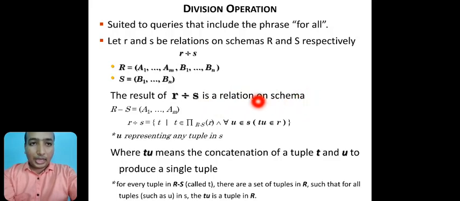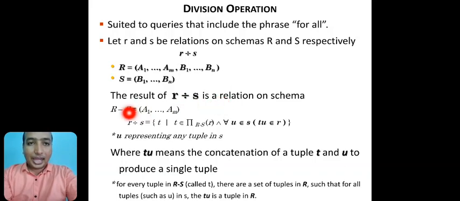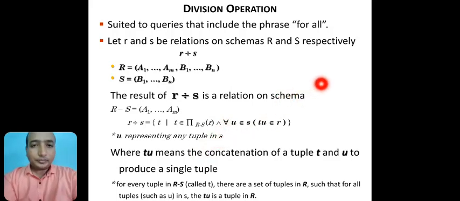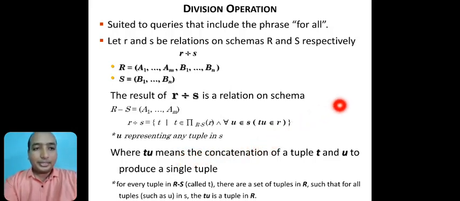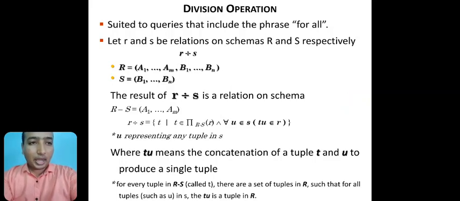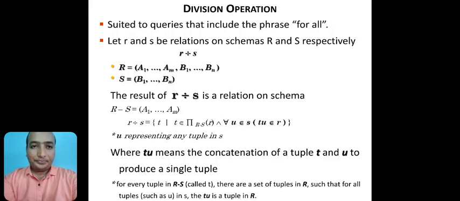So when you want to calculate this R division operation S, we will in turn be performing the set difference operation like this, R minus S. Normally you have to remember a few things here. For example, you can see that for every tuple T in R minus S, there is a set of tuples in R such that for all the tuples U in S, the tuple TU is in R.